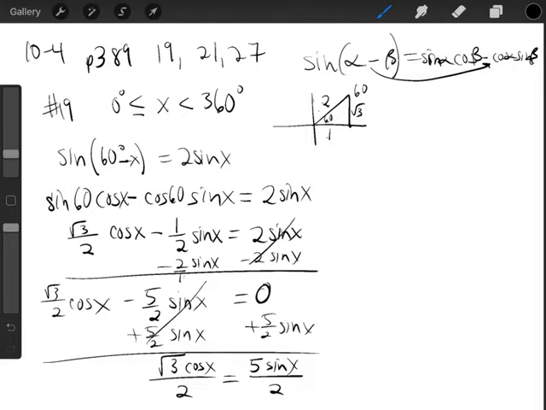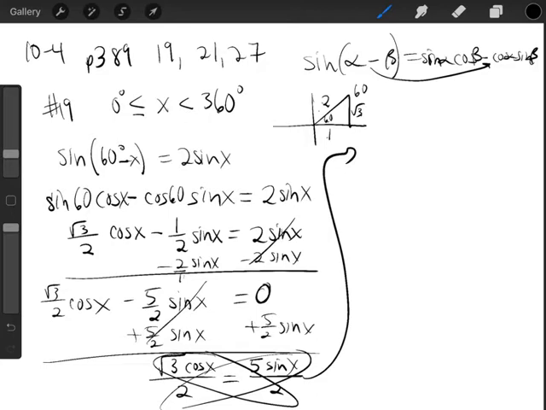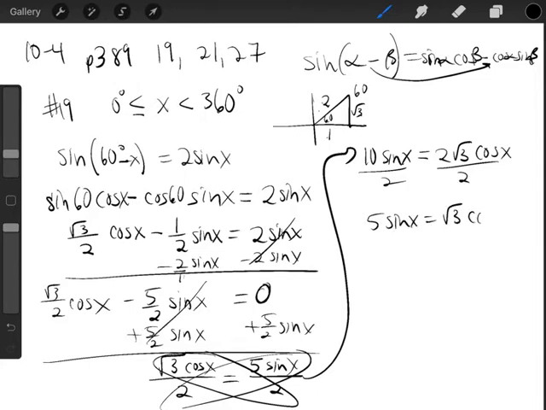And what we can do here is cross multiply. So again, I'm going to cross multiply, and I'm going to come up here and say, let's see, did I do that? Let me see if I did this. Well, the 2's will cancel, but that's okay, I've already done it. So this is 10 sine of x is equal to 2 square root of 3 cosine of x. I can divide both sides by 2, and I end up with 5 sine of x is equal to square root of 3 cosine of x.